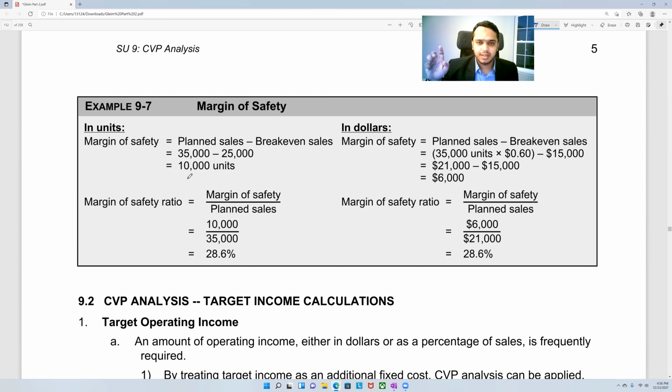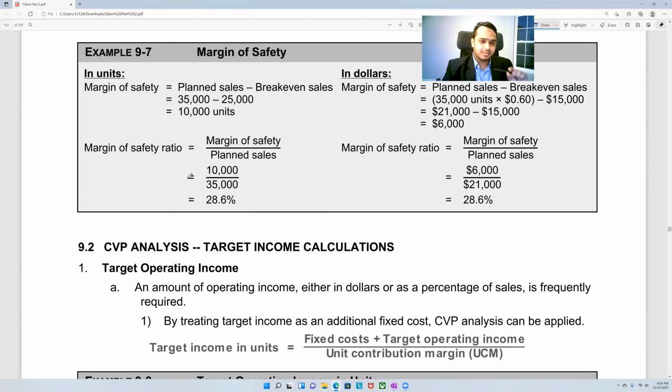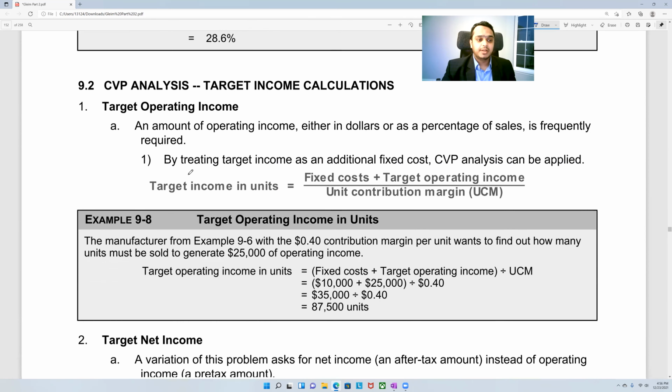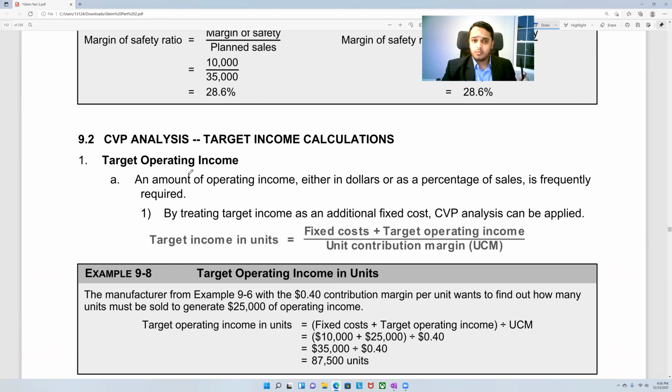I hope you guys are following along with me and properly understanding what I'm telling. That's one small section done. Not CP analysis done, just the single unit part is done. Then we are going to do target income calculations. After that, we are going to do multi-product contribution margin. So that's coming up.